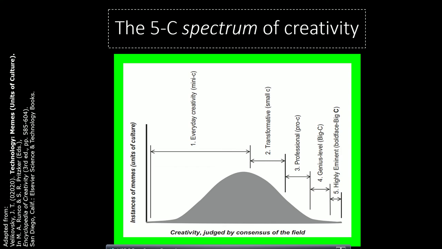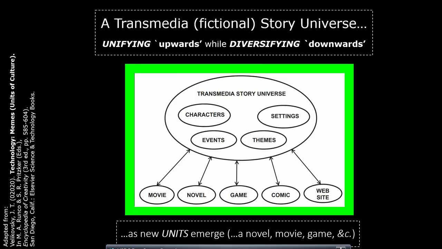This is another diagram from the encyclopedia chapter, the 5C spectrum of creativity, ranging from everyday creativity up to highly eminent genius creativity, or boldface big C, as Dean Simonton calls it. There's more detail in the chapter, but this is what ends up happening to the units of culture. They are judged as either works of genius all the way down to, shall we say, everyday creativity, which happens all day, every day, whenever we combine two old ideas to come up with a new one.